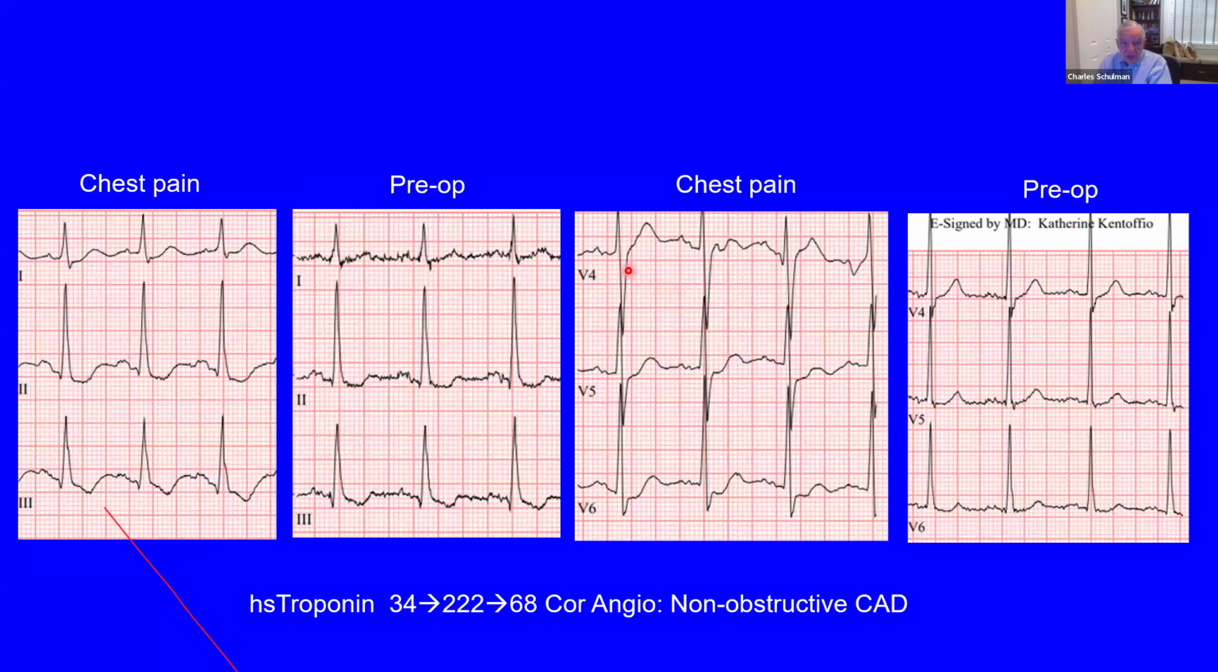And so I put these together. This is with chest pain. This is preoperatively, and you can clearly see the difference. Here's V4, 5, 6 compared to preoperatively. Okay, and you can see the difference. The troponin level rose and fell, and coronary angiography showed non-obstructive coronary disease. So this was a non-ST elevation MI.